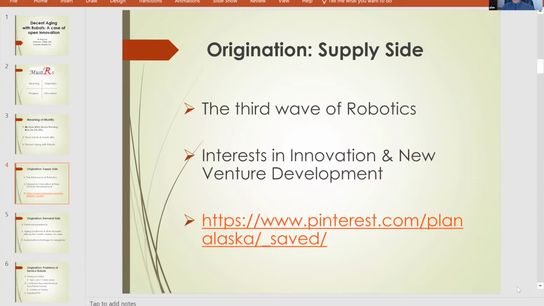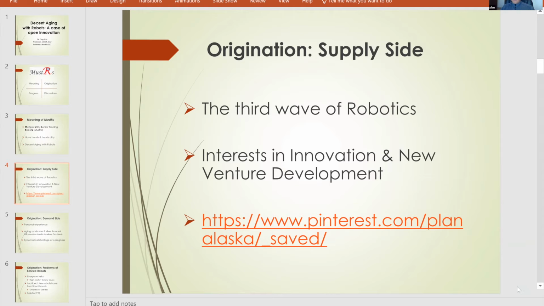Okay, I'll talk about the origination. When we mention origination, there is always a supply side and a demand side. From the supply side, we see robots growing, and generally we mention three waves of robotics technology. Different people have different ideas about what the first, second and third waves are. Some people think the first wave of robots replaces labor, the second replaces our mental work or intelligence, and the third replaces everything, so they can work in everything.